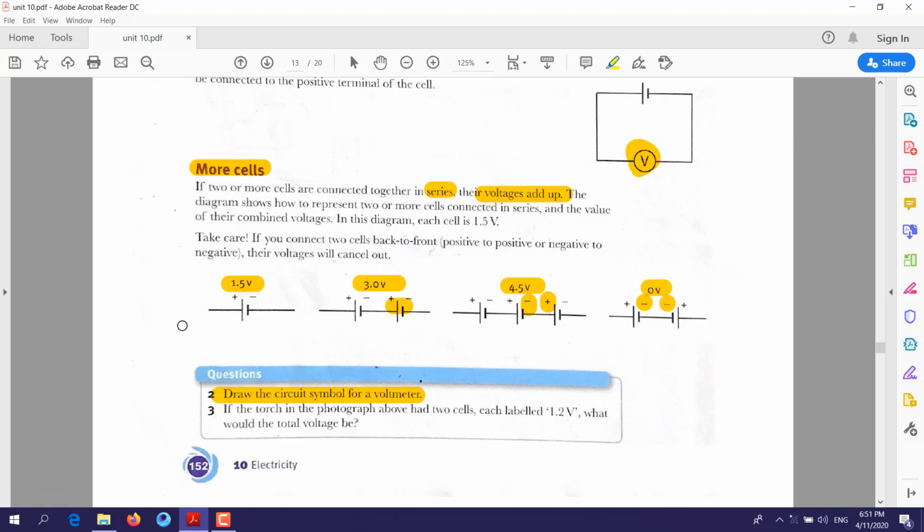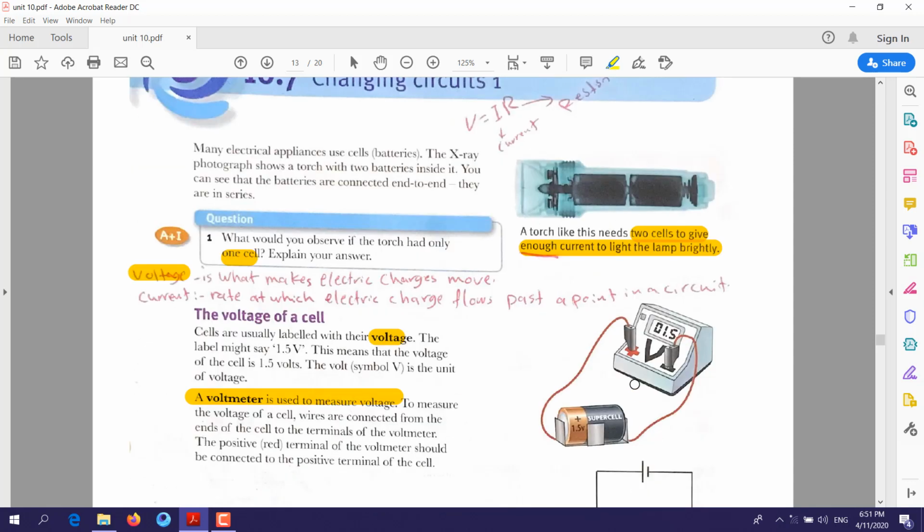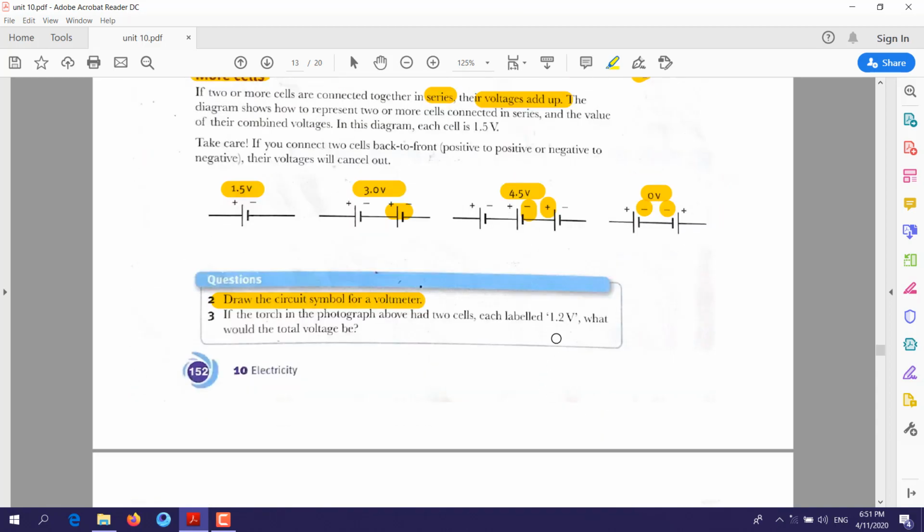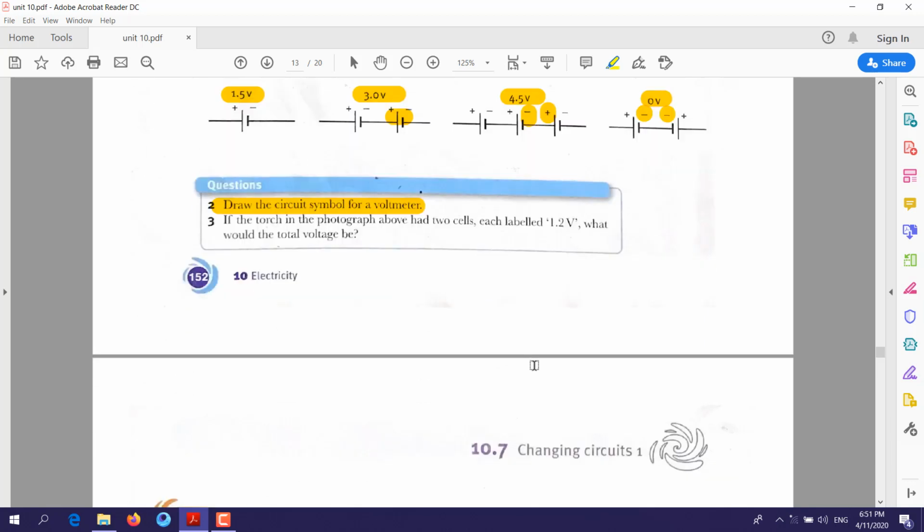Question number 3. If the torch in the photograph above had two cells, each labeled 1.2 volt, what would the total voltage be? Because these batteries are connected in series, which is end to end. In a series, you add all the voltages. So if each one is 1.2, how much will the total be? It will be 2.4.